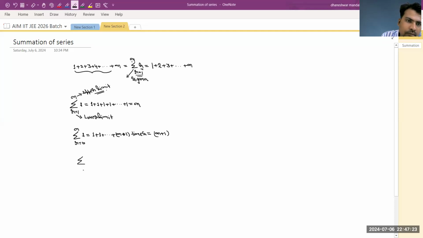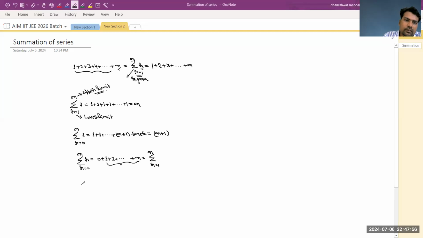Similarly, if we have r equal to 0 to n, but here we have r, then as we know the first number will be 0, then we have 1, 2, and in this way up to n. So the sum remains the same as 1 to n. I can write this summation from 1 to n, but the sum remains the same.